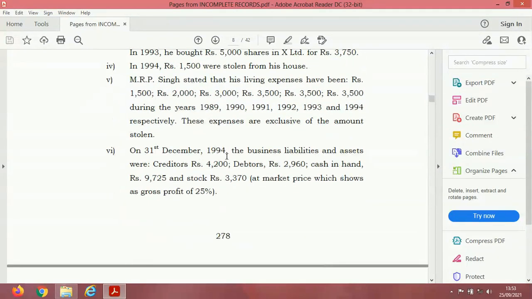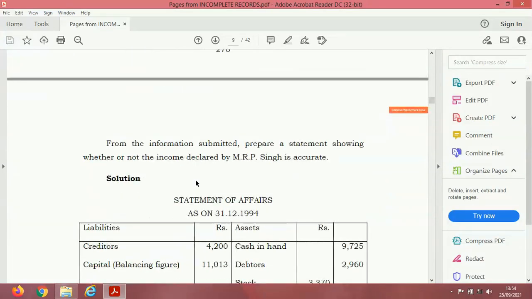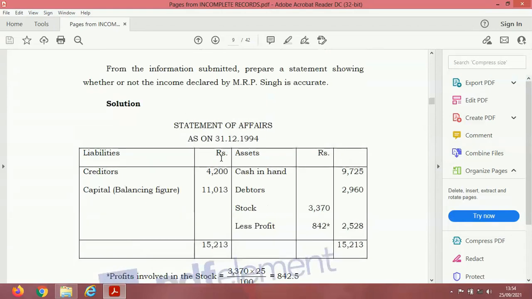On 31st December 1994, the business liabilities and assets were creditors 4,200, debtors this, cash in hand this, and stock this at market price, which shows a gross profit of 25%. From the information submitted, prepare a statement showing whether or not the income declared by Sai is accurate. So how do we prepare it? Simply by beginning with the statement of affairs. We began with a simple example, now things are changing. So statement of affairs as on 31st December 1994. Okay.